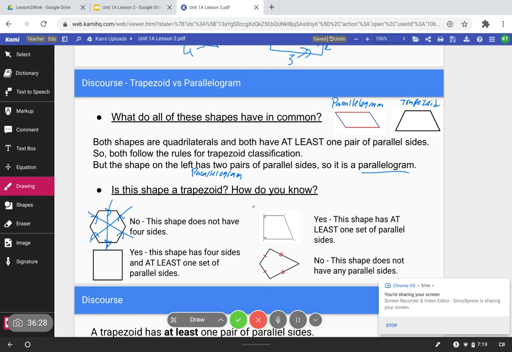Let's go to this one. Is this shape a trapezoid? Yes, because it has four sides. 1, 2, 3, 4.